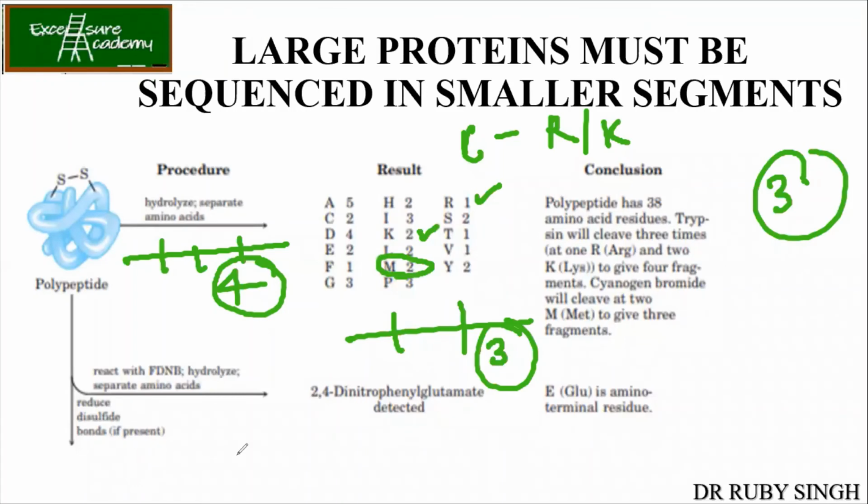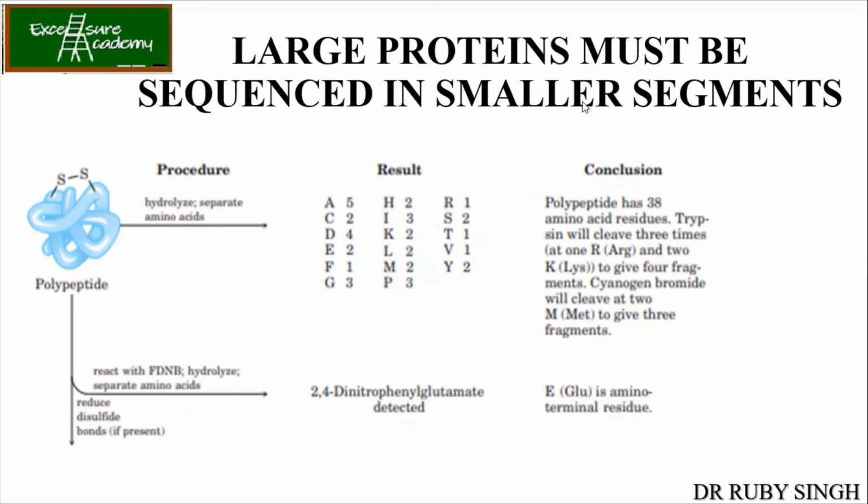So now if you are doing the FDNB hydrolysis, that is your Sanger method, you know that E, the glutamic acid, is present at your N terminal. Okay, so everything is now giving you information about the sequence of the amino acids. Okay, now let's see the next part.